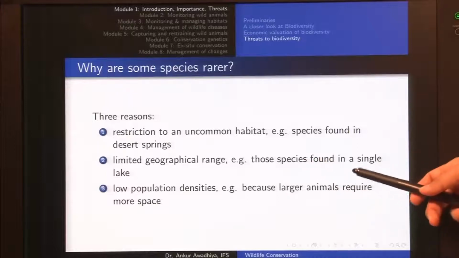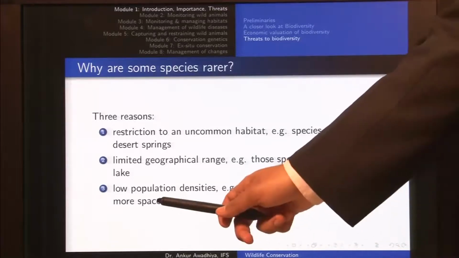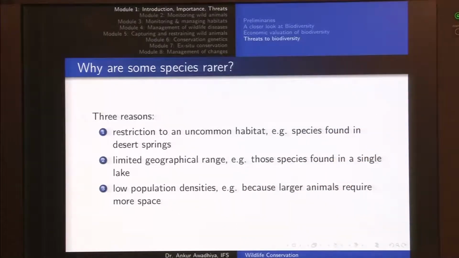So these species, as they are found in a single lake, will be extremely rare, and we also call these species endemic species, which are only found in certain areas and not found anywhere else. And the third reason is those species that have low population densities, especially because they are larger animals that require more space. So for example, a species such as the elephant requires a huge amount of space.